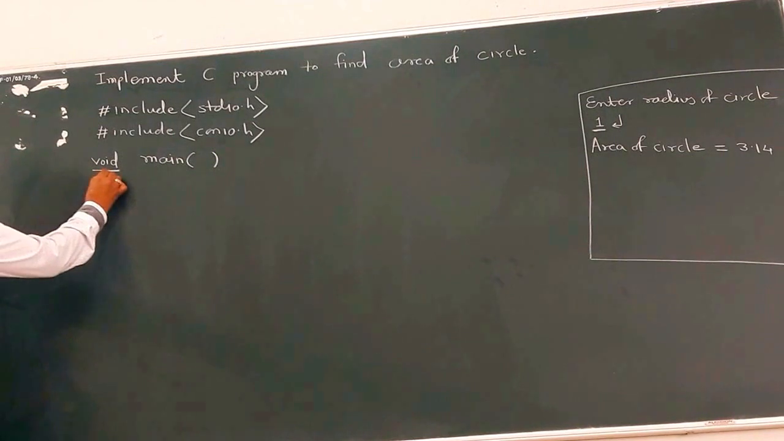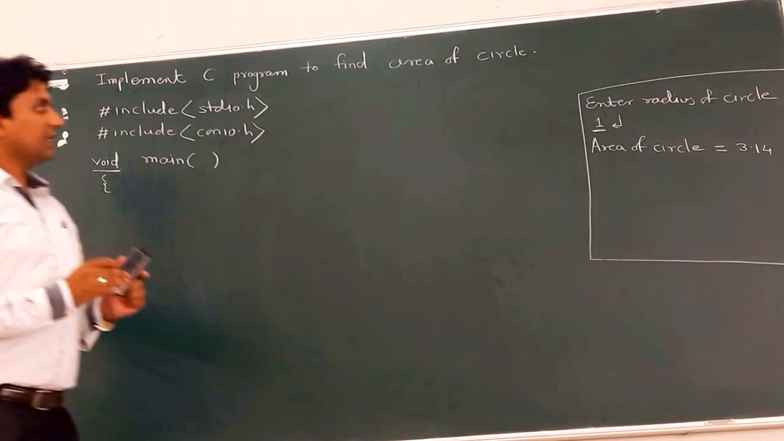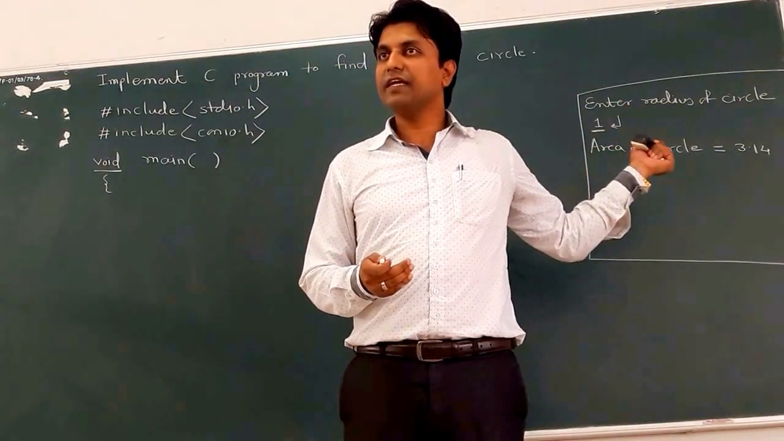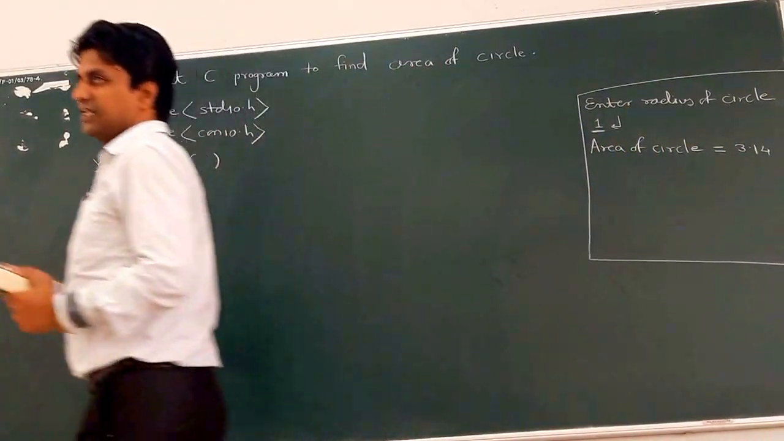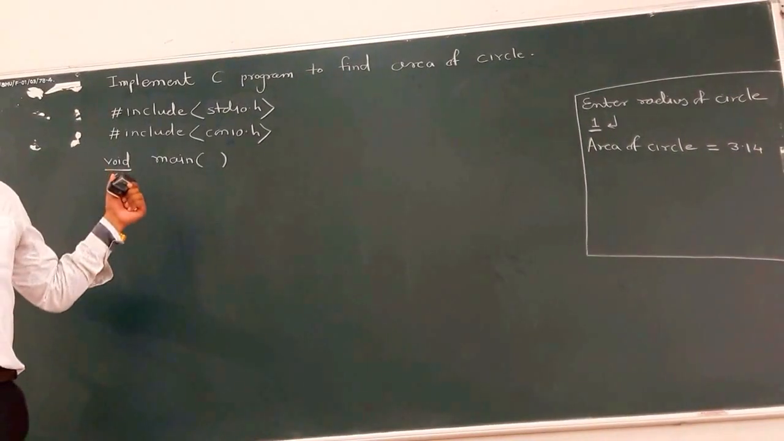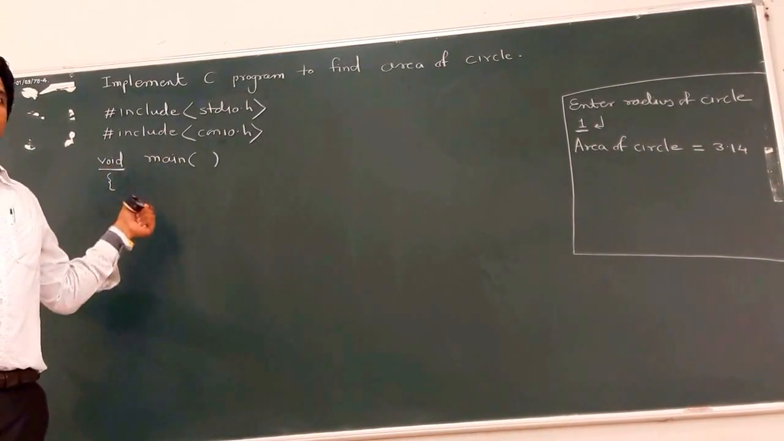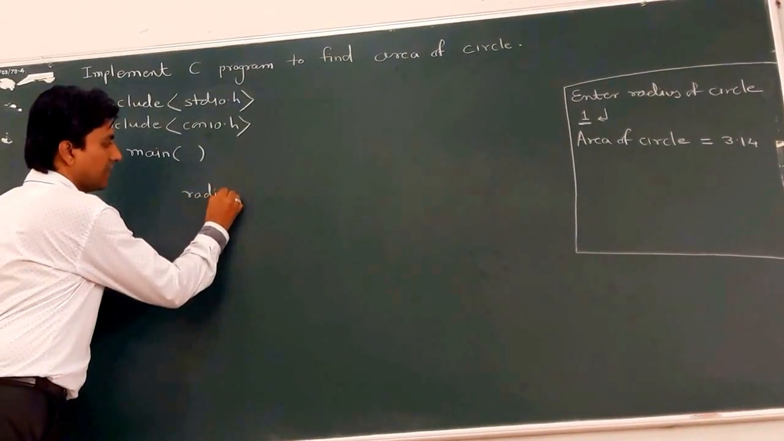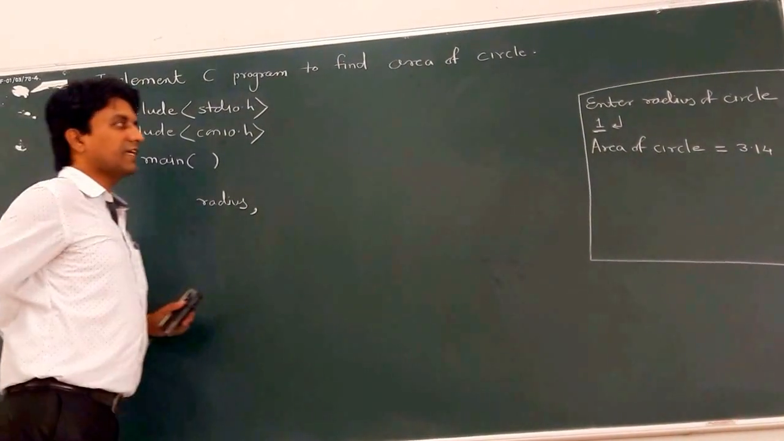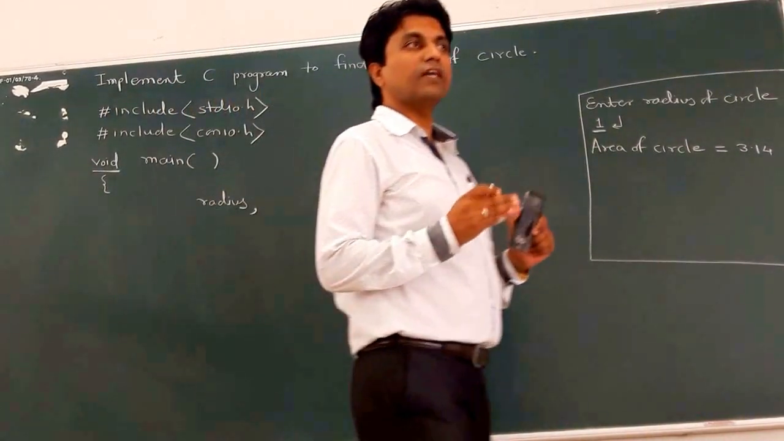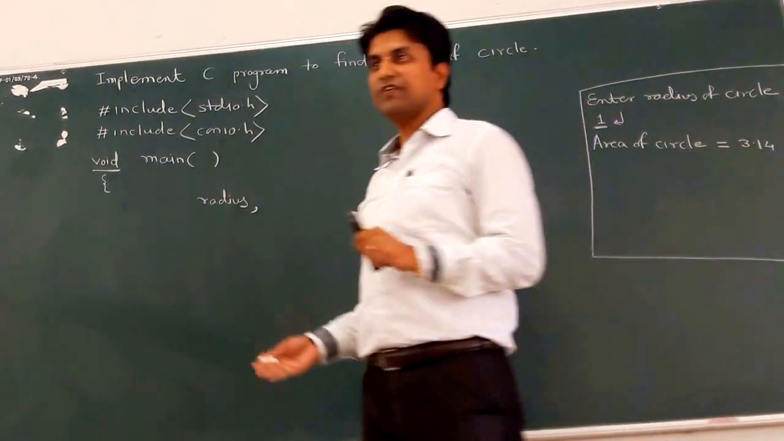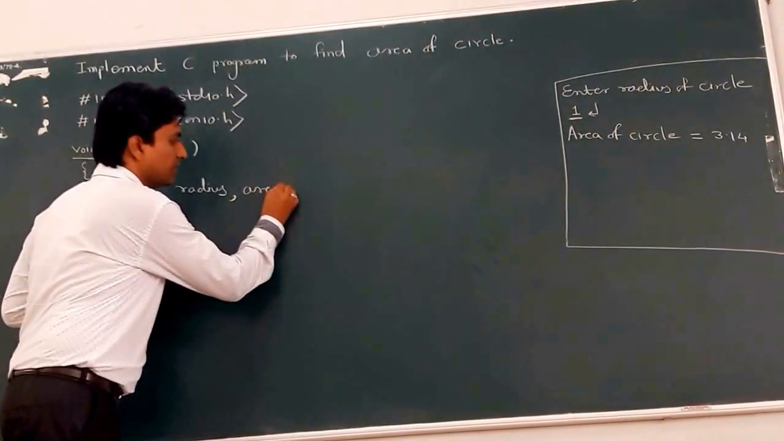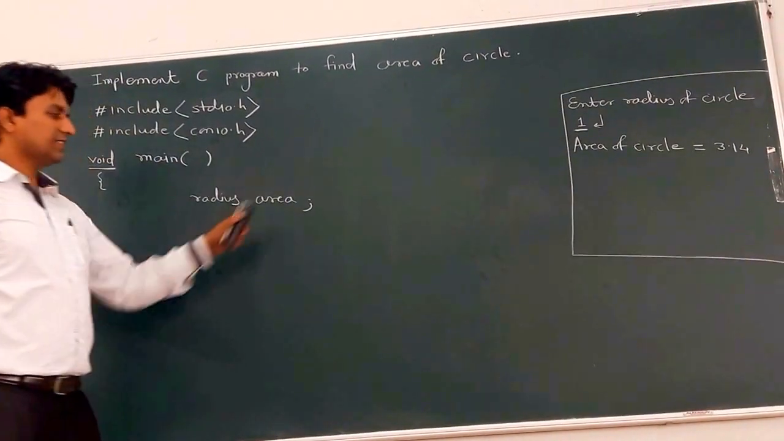Next, think about how many variables we require for calculating the area of the circle. So first is the radius. The value of the radius is stored in some variable. So we have to create one variable called radius, comma. Second, to store the area of the circle, we require a second variable, that is area. So name this variable area, semicolon.